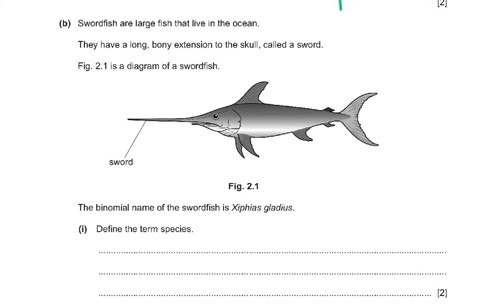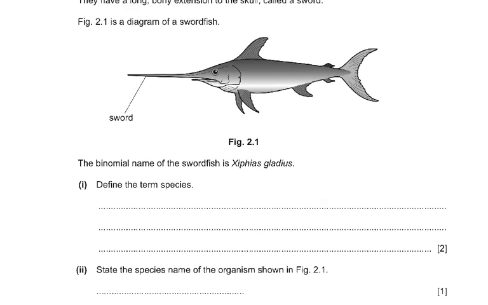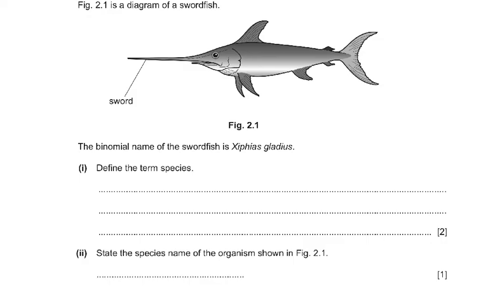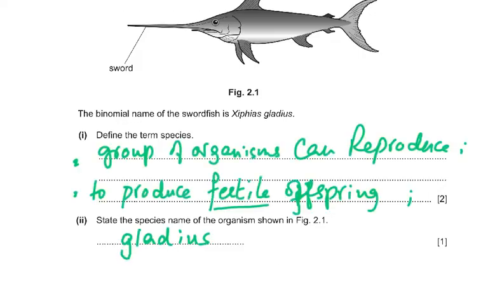Then we come on to another very interesting question. Swordfish are large fish that live in the ocean. They have a long bony extension to the skull called a sword. And figure 2.1 is a diagram of a swordfish. The binomial name of the swordfish is Xiphias gladius. Define the term species. What is species? A group of organisms that can reproduce to produce fertile offspring. So a group of organisms that can reproduce to produce fertile offspring, that gives you the 2 marks.